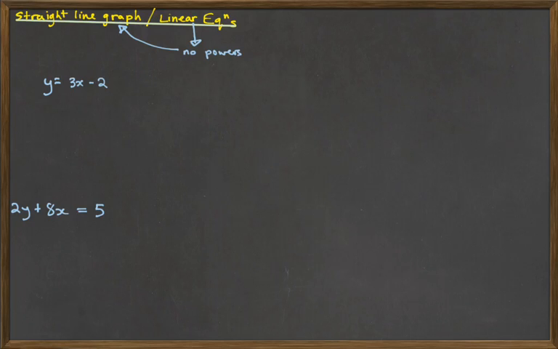So in order to plot this straight line graph, you might do a table of values. So you should pause the video now and complete the table of values on the sheet for both of the graphs. Okay? One's on one side, one's on the other.